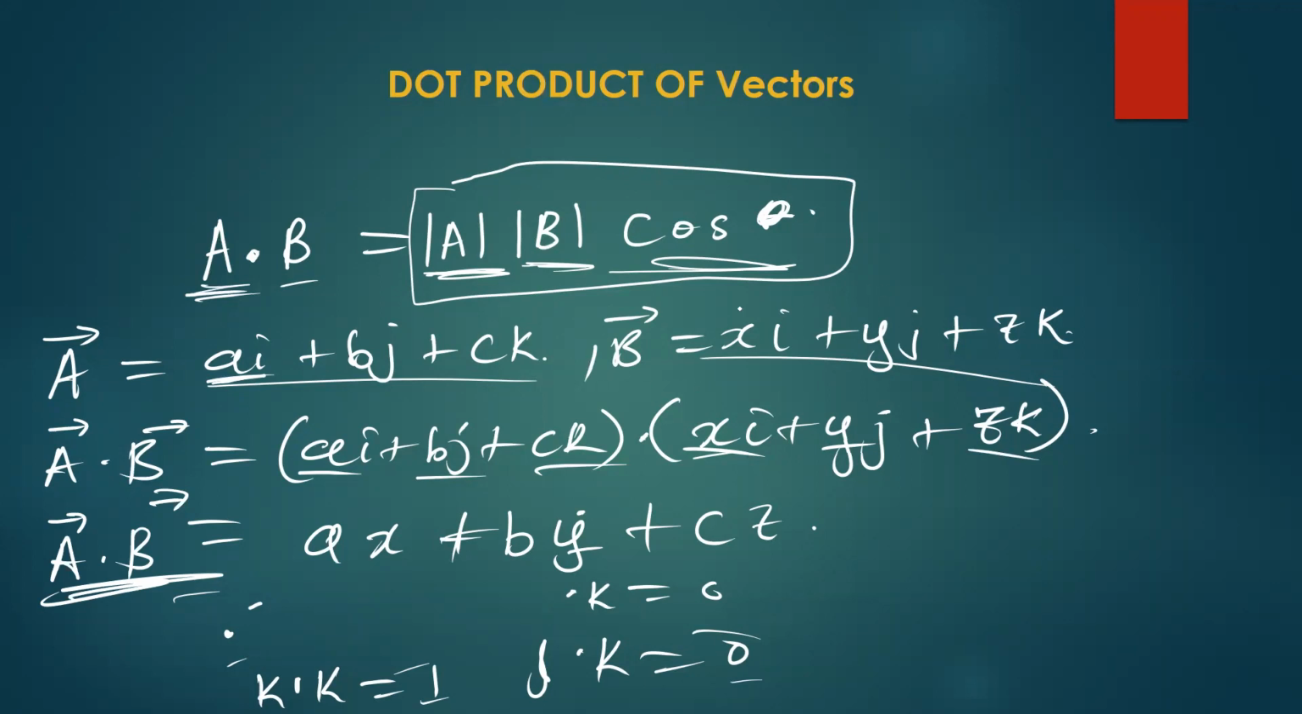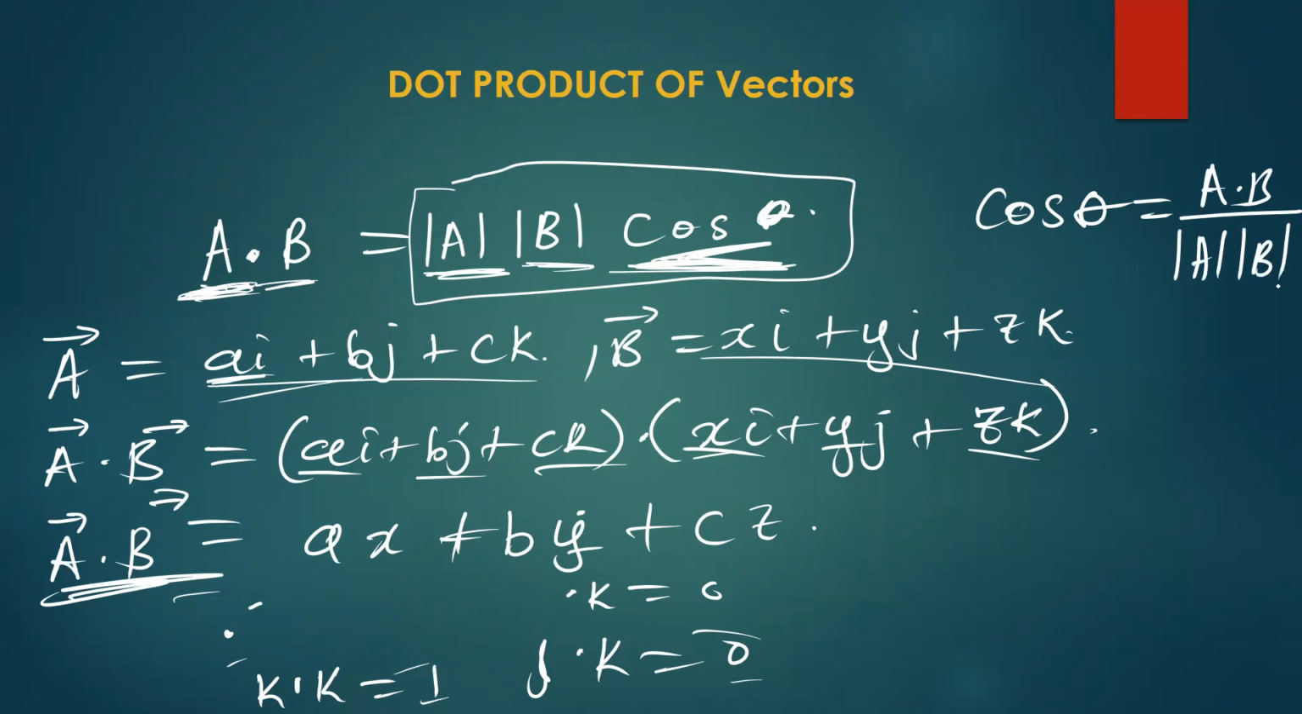And then if you've been given two vectors like this, and they ask you to find the angle, what you need to do is make cos theta the subject of the formula. You're going to have cos theta equal to A dot B, and then everything divided by the magnitude of A times the magnitude of B.